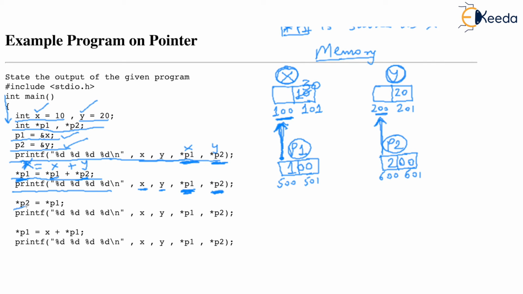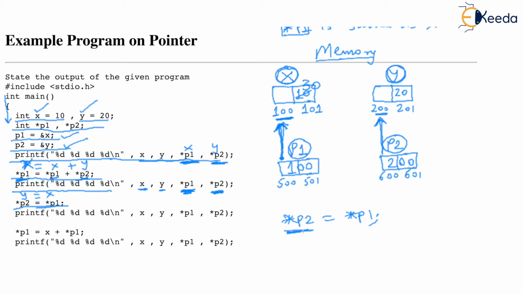Asterisk p2 is equal to asterisk p1. Oh, no, don't even read it like this, because you know asterisk p2 is y. So y should become equal to x, because asterisk p1 is x. This line I will again write it here: asterisk p2 is equal to asterisk p1. How do you read this?